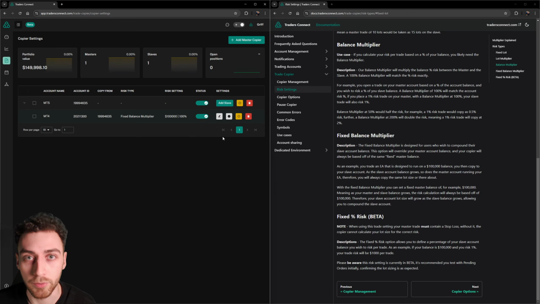So finally, now we're going to look at the fixed percentage risk setting, which is in beta at the moment, but there's no problems with it at this time. So it'll be coming out of beta very soon. It's pretty much a finished product. So the fixed percentage risk setting allows you to calculate a fixed percentage risk on your slave regardless of the master lot size. So this is different from the balance multiplier because it's not dependent on the master lot size calculation.